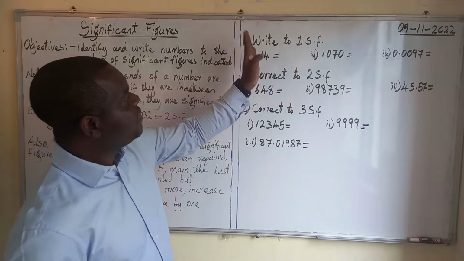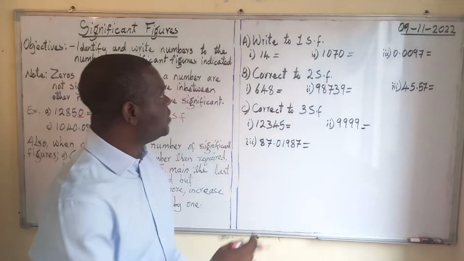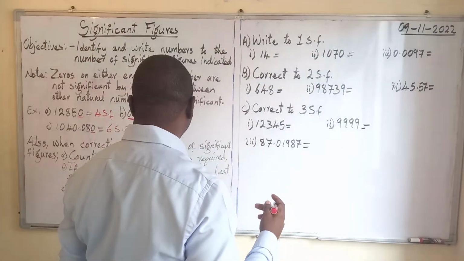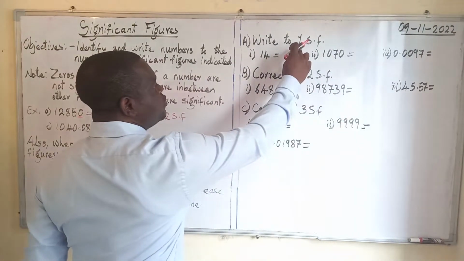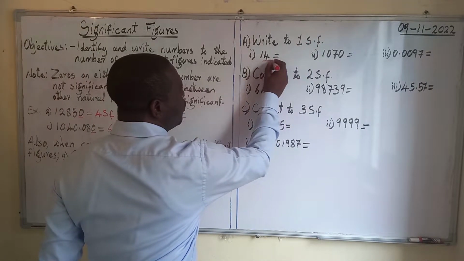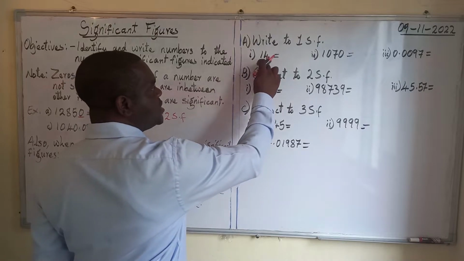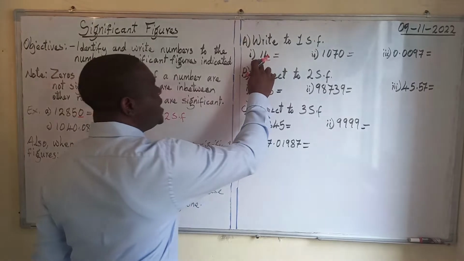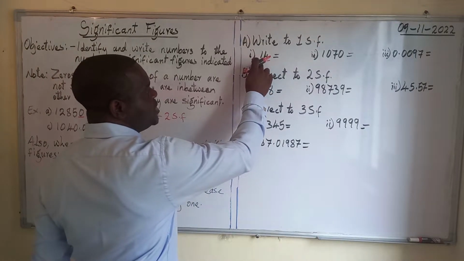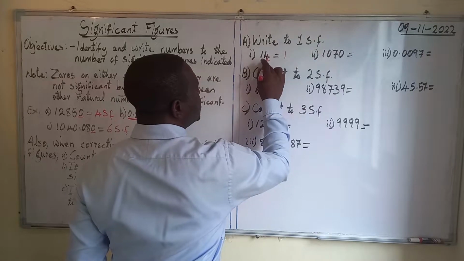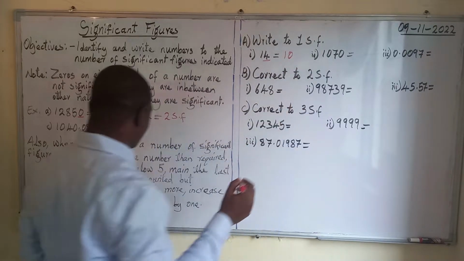A says write to one significant figure. There are 2 digits here, and they've asked us in the rule to count one more. So I'm writing to one significant figure, and here I'll count 1, 2. My eyes fall on the last significant figure, which is 4, and 4 is less than 5. Therefore, we are going to maintain our significant figure, which is 1, and this becomes 0. So it will be 1, and this 4, 0, since it is not up to 5.